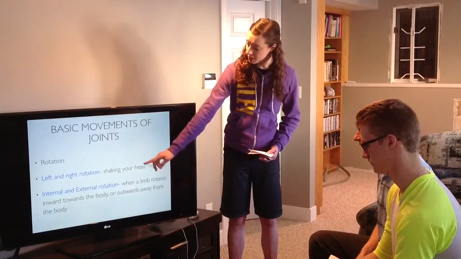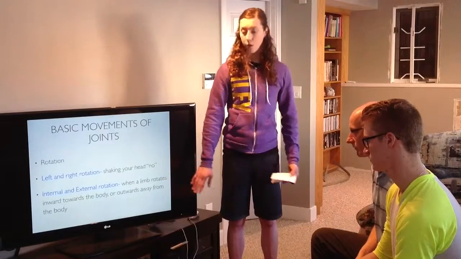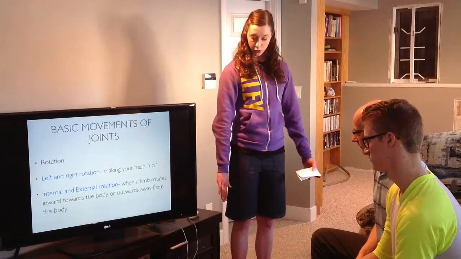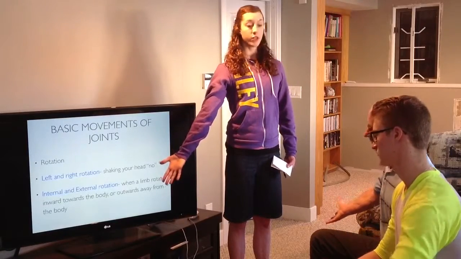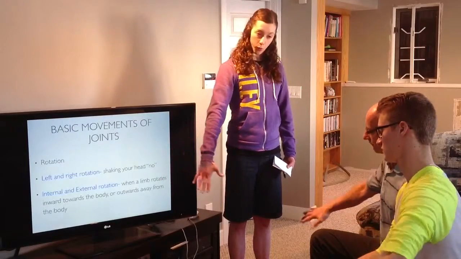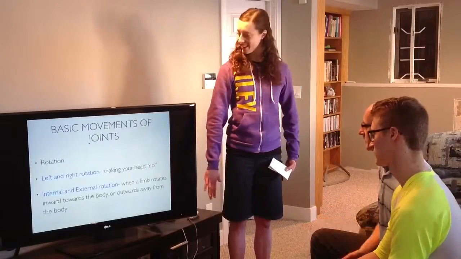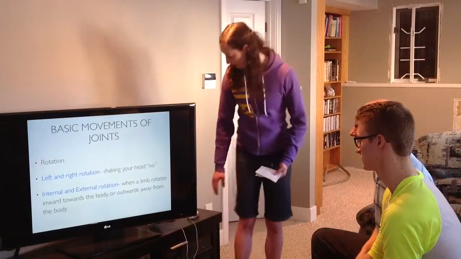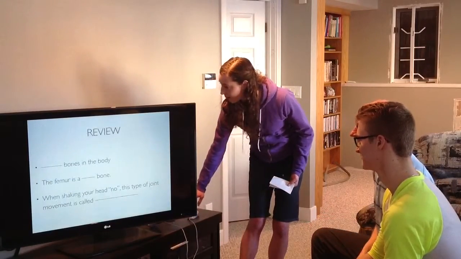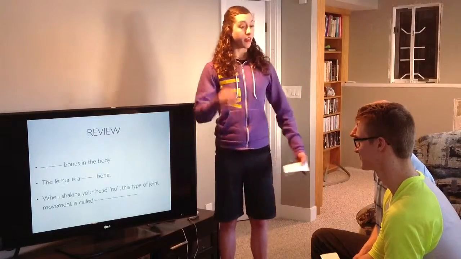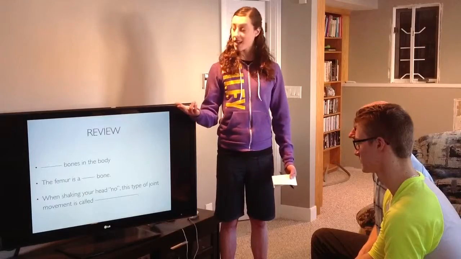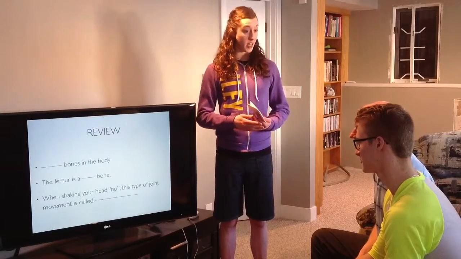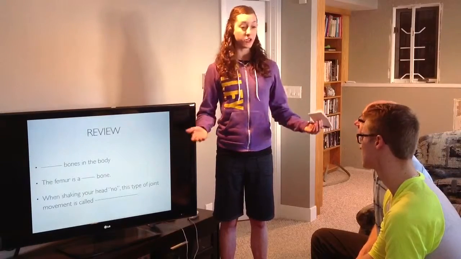A good example of internal and external rotation would be your limb. External rotation, rotating your arm away from your body. Internal rotation, rotating your arm towards your body. Very good. Awesome. So, we have gone through the number of bones in our body, the functions they perform, different types of bone, different types of joints, and how these joints move.